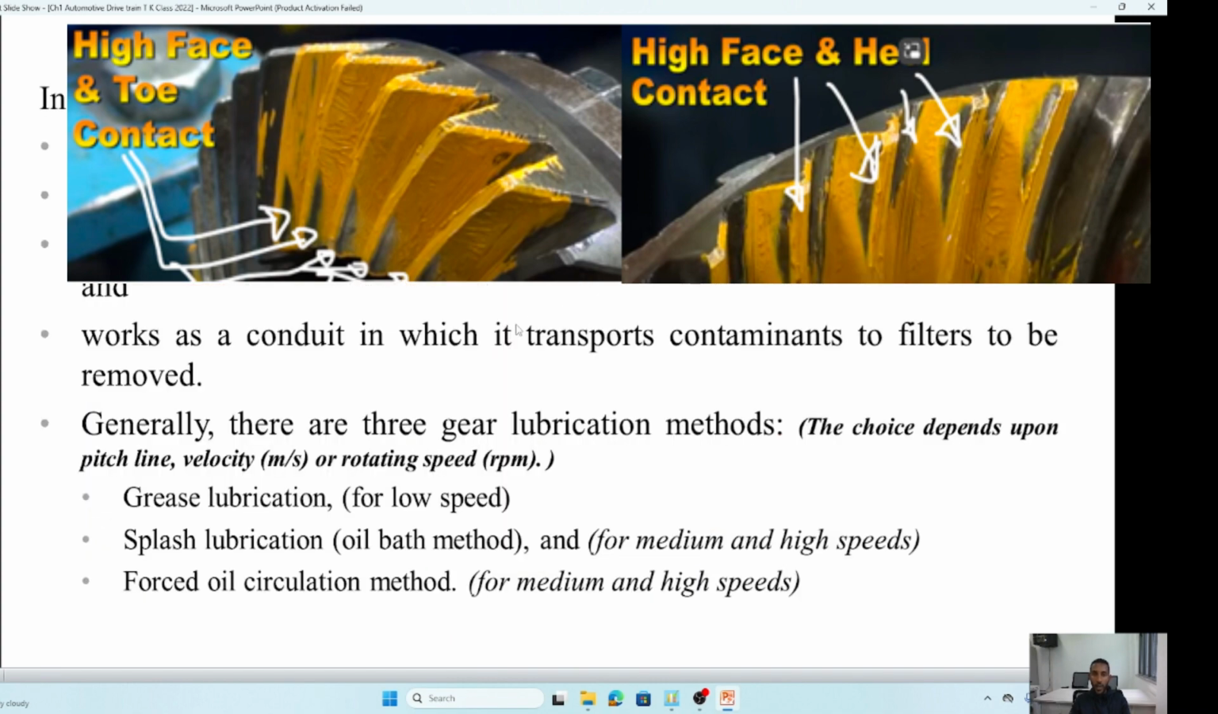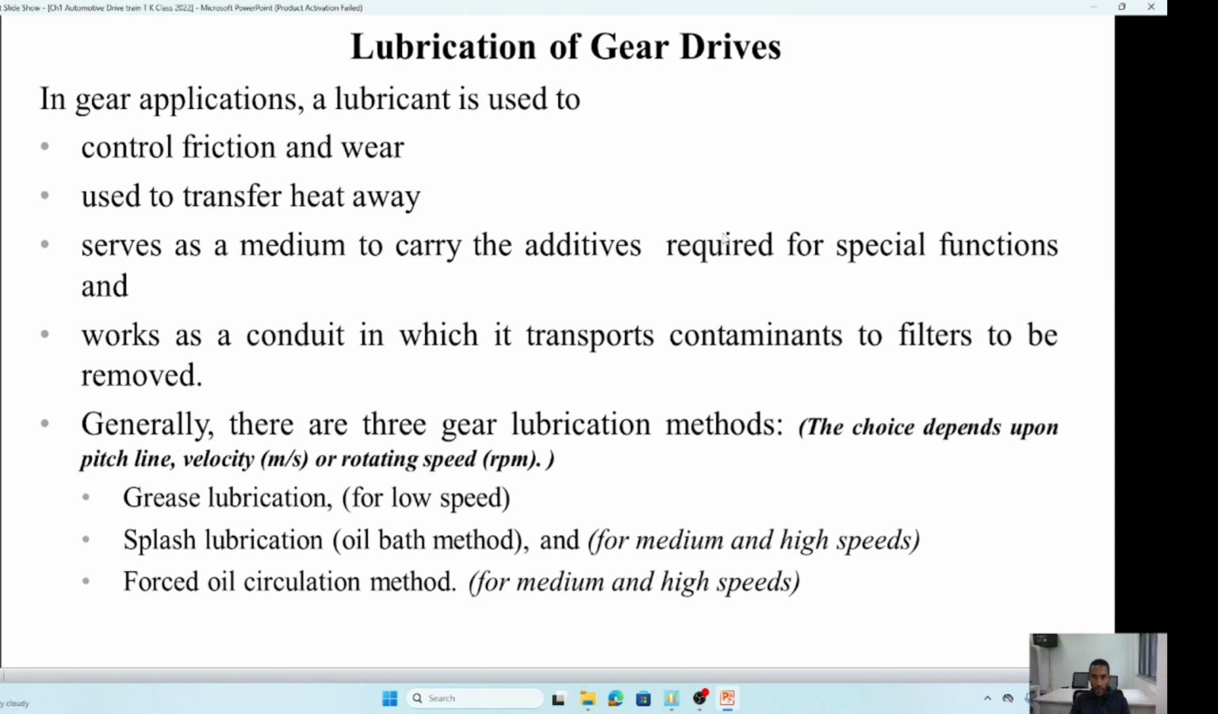And the second one, gear lubrication. Of course, gears require lubrication for controlling friction and wear, to transfer heat, or to act as a cooling agent. It also acts as a cleaning agent, because it will have some additives for special functions, and it will transfer some contaminants away.